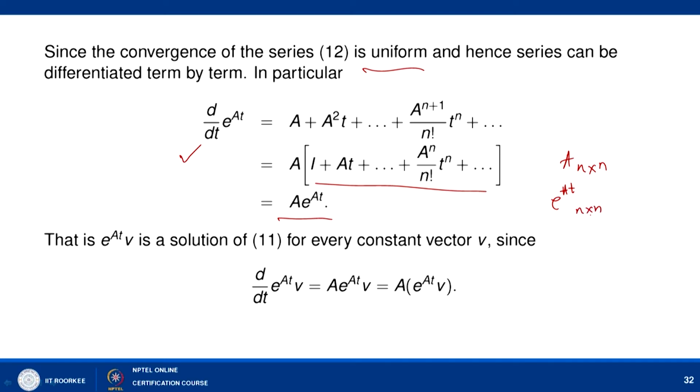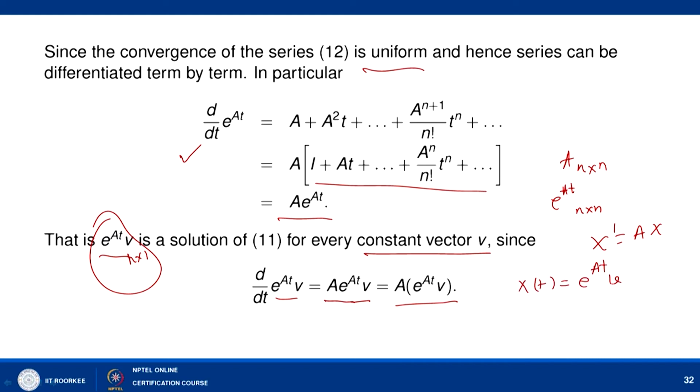So, let us relate this with our system of linear equations x dash equal to a x. We say that e to power a t into v, where v is n cross 1, then this will be an n cross 1 function. Then we claim that e to power a t v is a solution of x dash equal to a x for every constant vector v. So, d by dt of e to power a t v is equal to a e to power a t v, since v is just a constant, so we can take it out, and it is nothing but a into e to power a t v. So, it means that x t equal to e to power a t into v is a solution of x dash equal to a x, right.